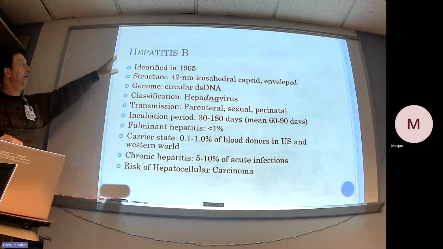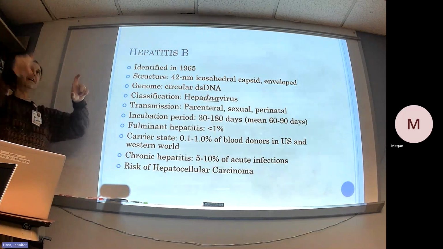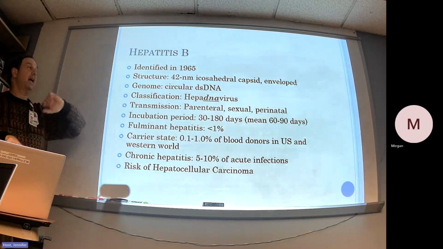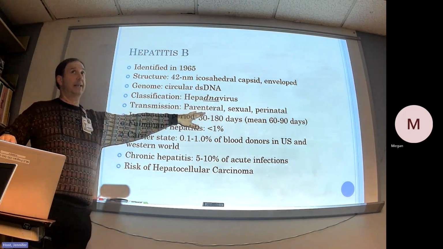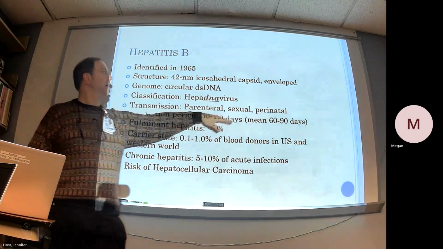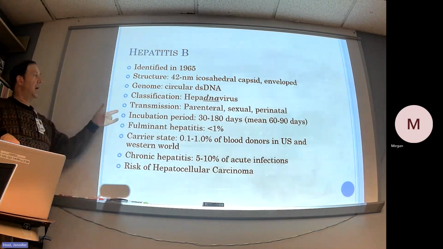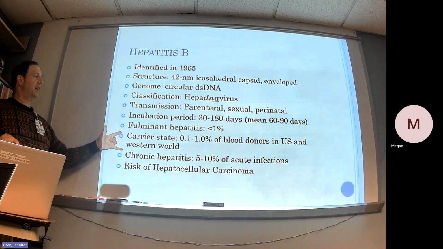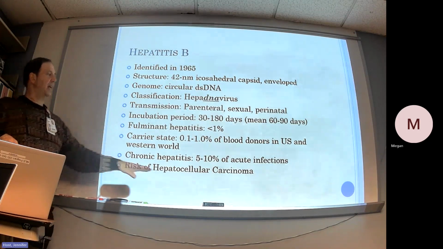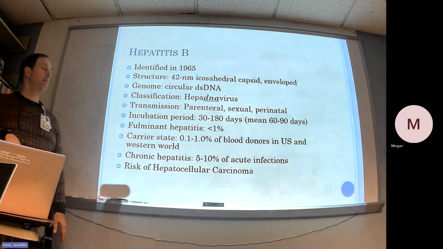So hep B is a DNA virus. Remember that with D, because the D has to be with B. It's the only DNA virus of the whole group. And now we're into parenteral, outside your gut: sexual, perinatal, mom to baby, blood, which is usually parenteral. A little longer incubation, not about the same for fulminant hepatitis. Here's your carrier state, and chronic hepatitis is a small percentage. It's almost 50% in C, only 5 to 10% in B.